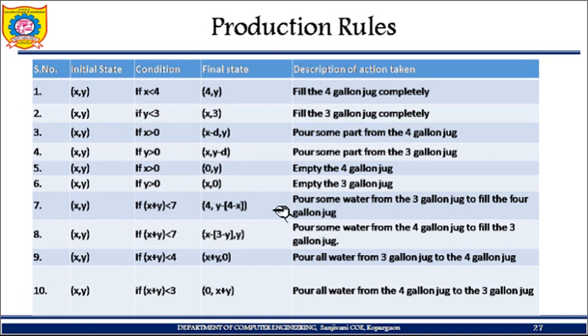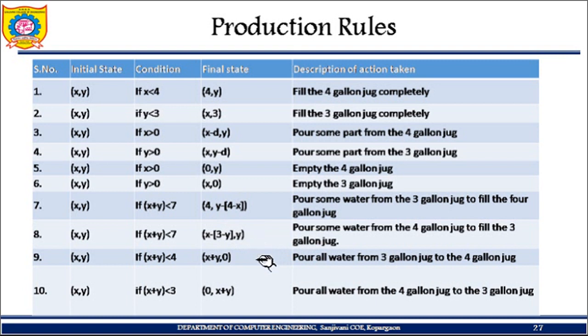Then, pour some water from the 3 gallon jug to fill the 4 gallon jug. Some water is going out from here and going into this one. Some water is coming out of this to fill this. Its capacity is y. Some water I am removing out of this. How much am I removing? The amount I need to fill this jug.